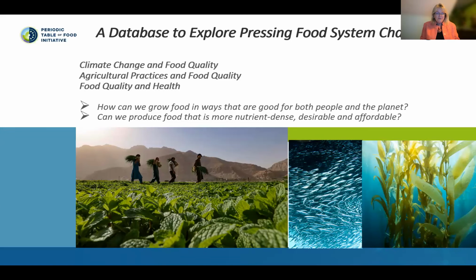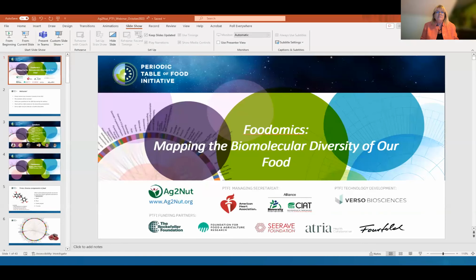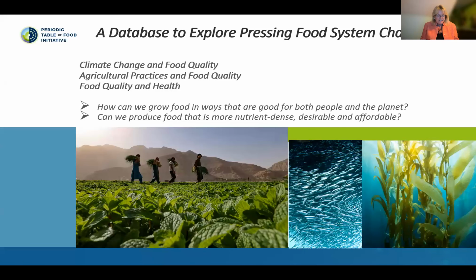So the Periodic Table of Food Initiative is a database that we want to use to explore pressing food system challenges. We read every day in the paper and we hear every day on the news about these pressing challenges. We would like for the Periodic Table of Foods Initiative to be able to help us better understand the relationships between climate change and food quality, agroecology and regenerative agriculture practices and food quality, and the linkages between agriculture and food quality and health.